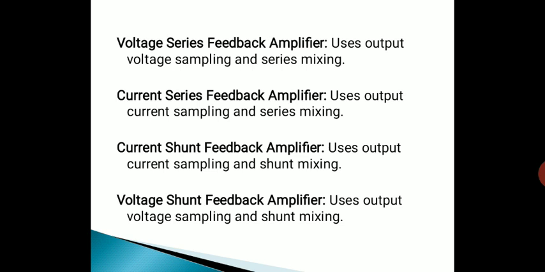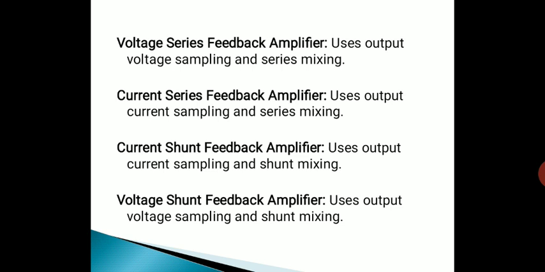The voltage series feedback amplifier uses output voltage. That means the feedback signal is taken in parallel with the output signal and it is connected in series with the external input signal. So mixing is series, whereas the output is obtained across the load. That's why it is called voltage series feedback amplifier. Voltage means the output voltage is taken as the feedback signal and given to the feedback network, and whatever output we get from the feedback network is connected in series with the external input signal.